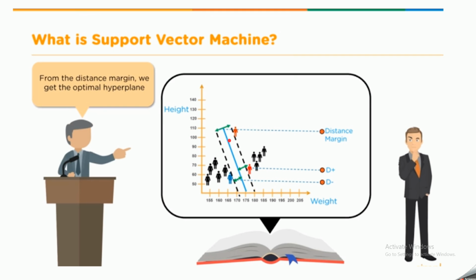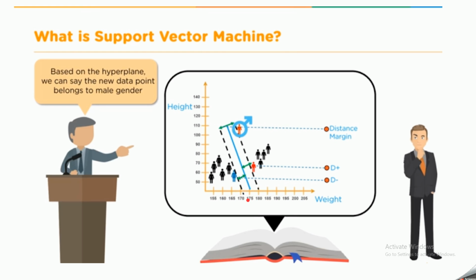From the distance margin, we can get this hyperplane, which is nothing but your optimal hyperplane. Based on the hyperplane, we can say that the new data point, which is nothing but your male, belongs to the male category.